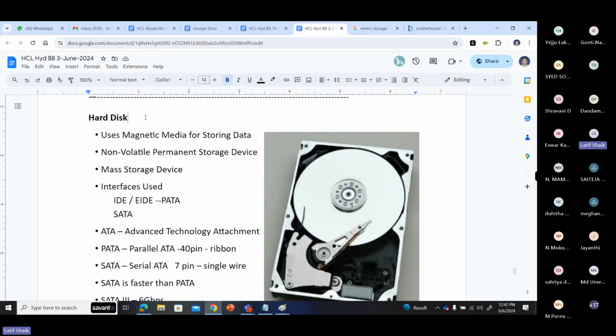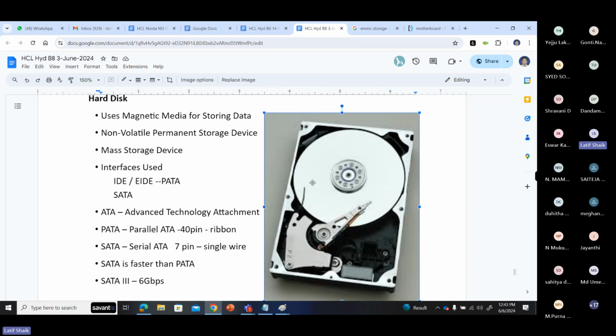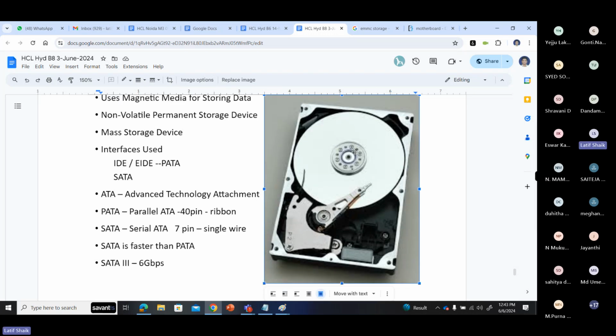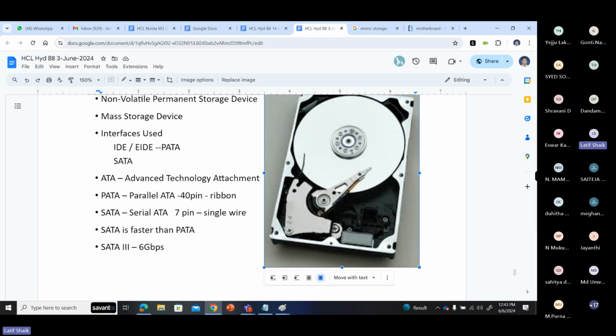Hard disk. What is a hard disk? It is a mass storage device. If you see, this is the internal part of a hard disk. This is called a platter. This round disk is a platter, which is connected to a spindle motor, so the platter will rotate. And this is an actuator arm, and this is an actuator. The tip of this actuator arm contains a read and write head. This arm moves from inside to outside like this, and the disk will be rotated.